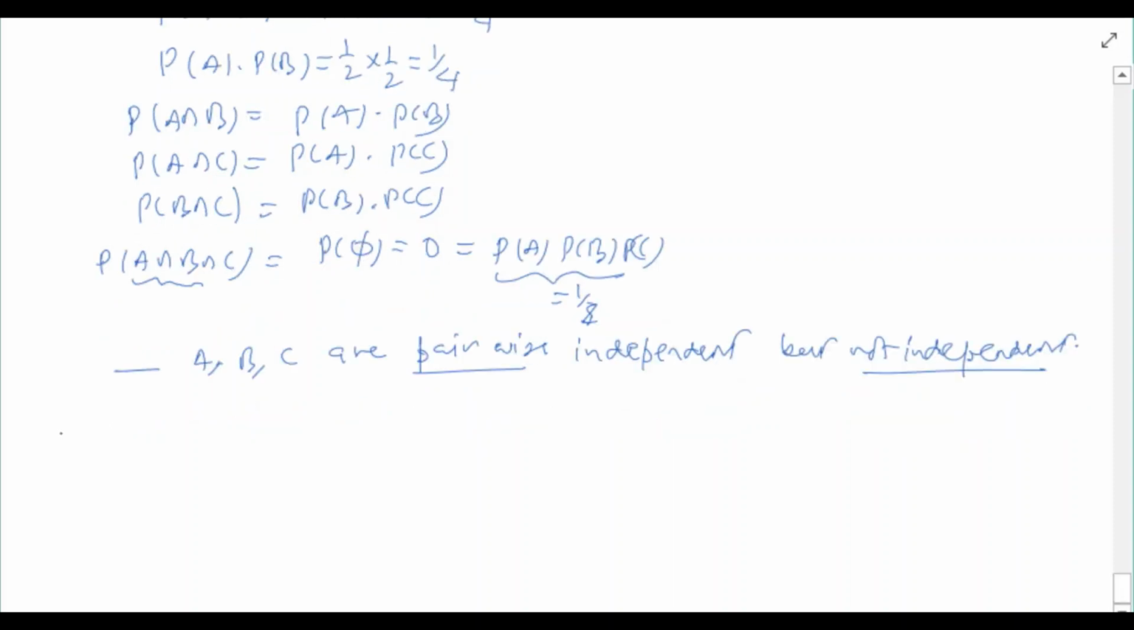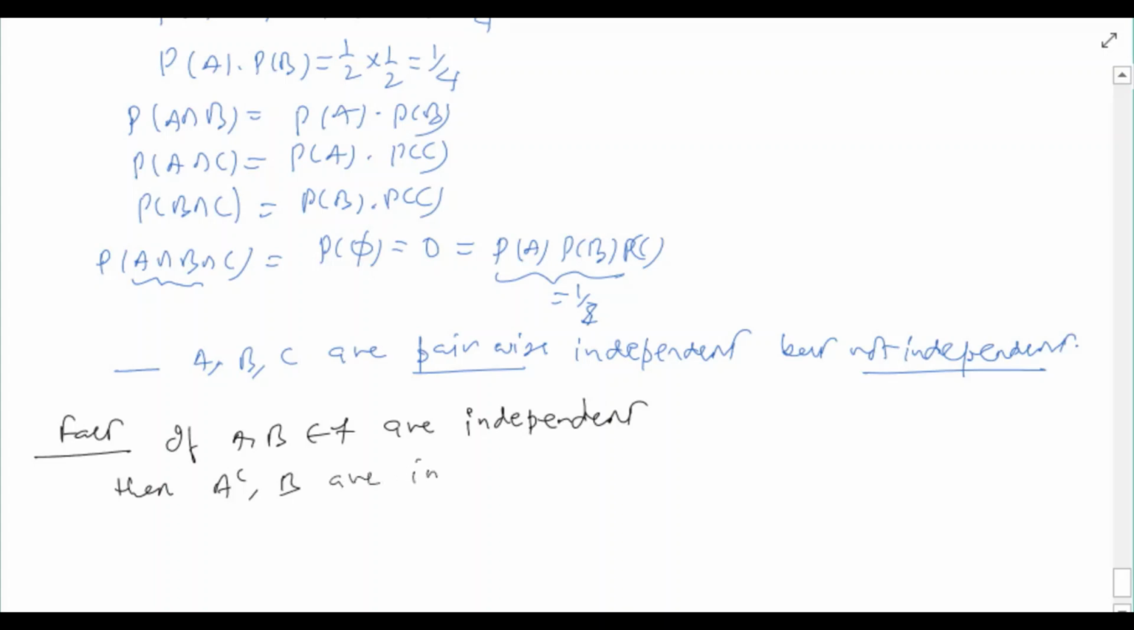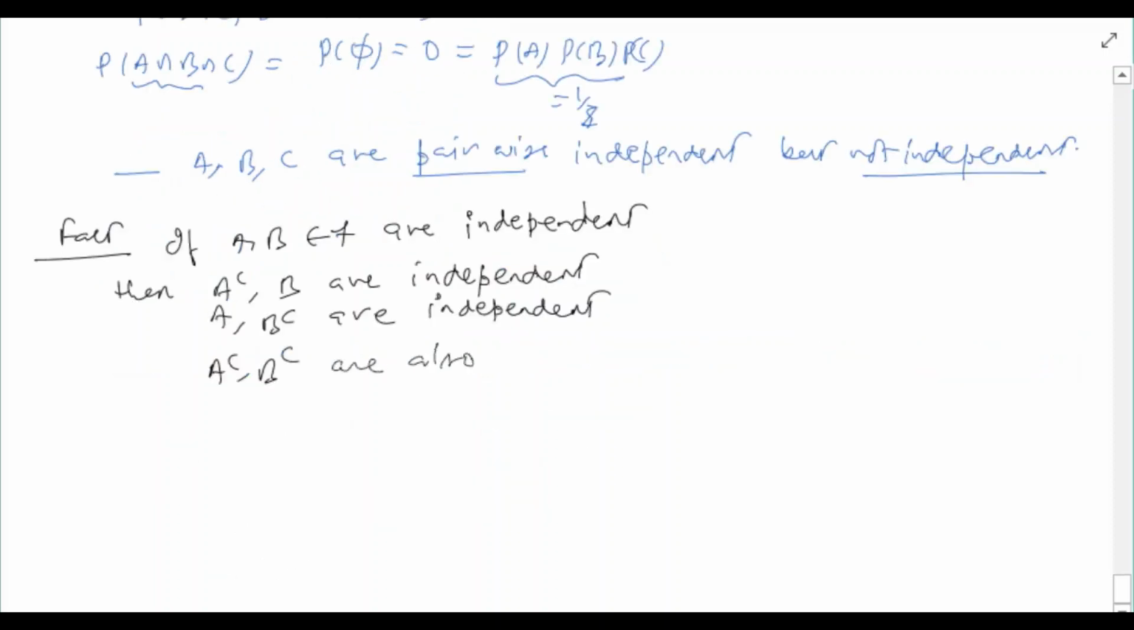We observe the following important fact about independence of events. So fact, if events A and B are independent, then A complement and B are independent, A and B complement are independent, and so are A complement and B complement also independent.